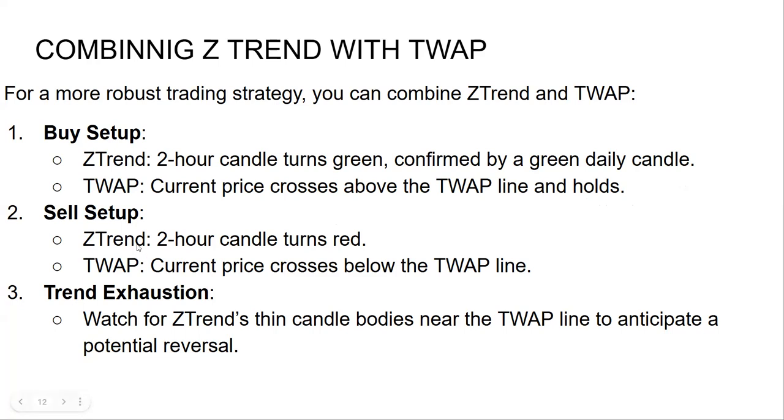Sell setup: Z trend on the 2-hour, which I'm using for a swing or short-term trade. The 2-hour candle turns red, and the current price crosses below the TWAP line. So you can combine these things like this for a sell setup and the buy setup. You can change it for the intraday time frame by using the 15-minute candle.